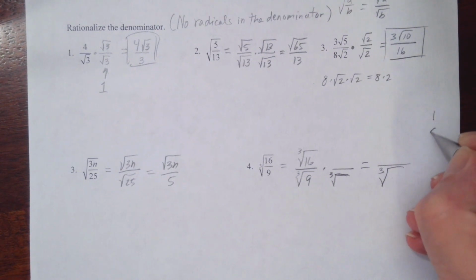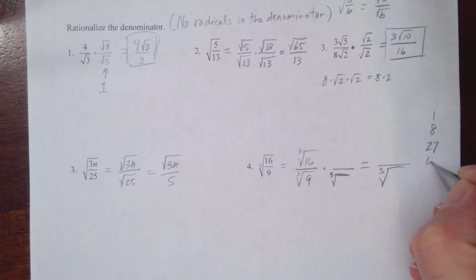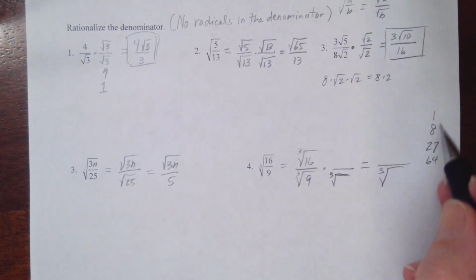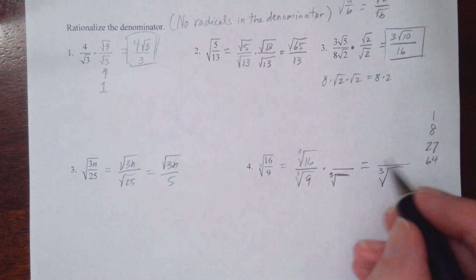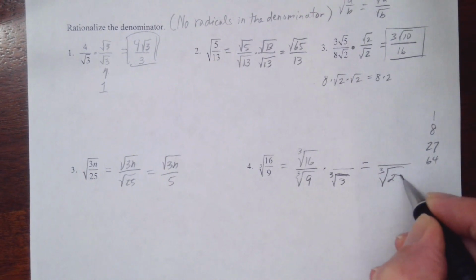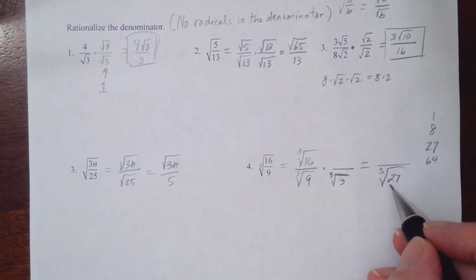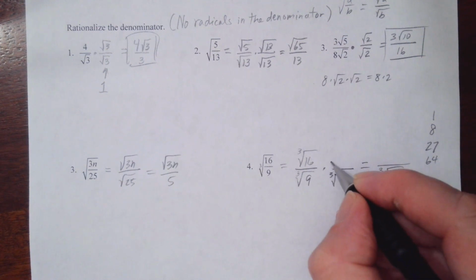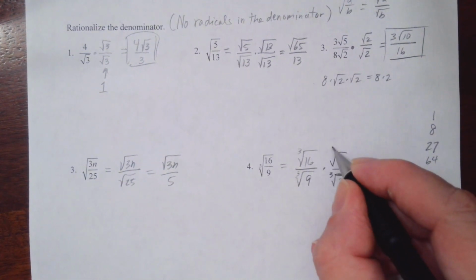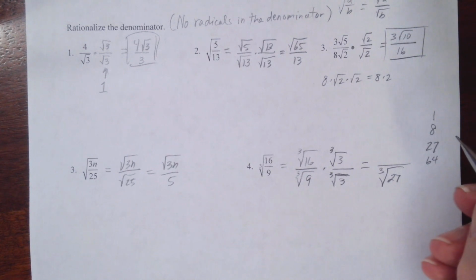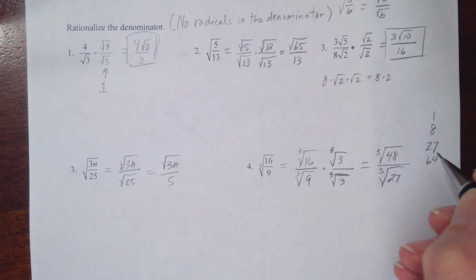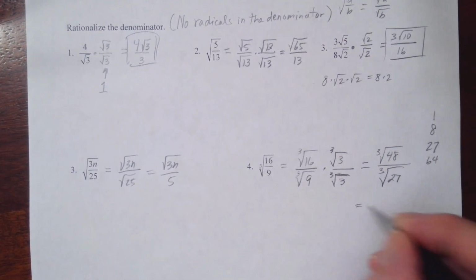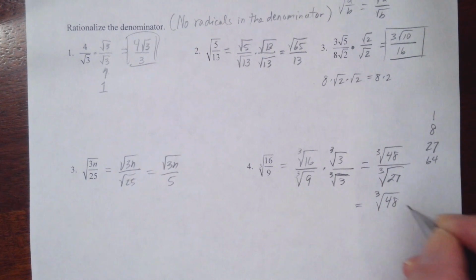You have 1, 2 to the third is 8, 3 to the third is 27, 4 to the third is 64. So these are the kinds of numbers we need in order to get rid of the radical. Well, certainly 9 times 3 will give us 27. And so now we're going to be able to get rid of the radical in the denominator. And so we'll have to do the same thing to the numerator. And so in the numerator, we're going to get the cube root of 48. And so this is the cube root of 48 over 3.